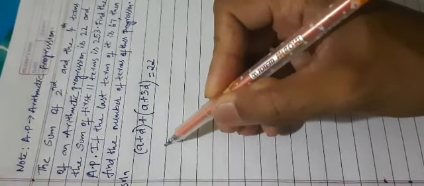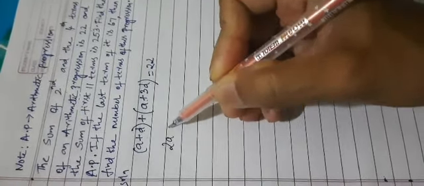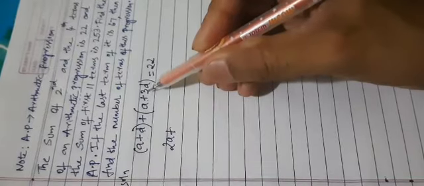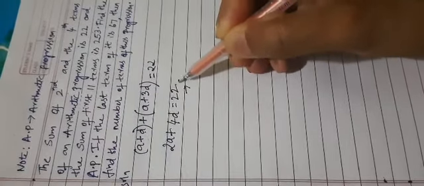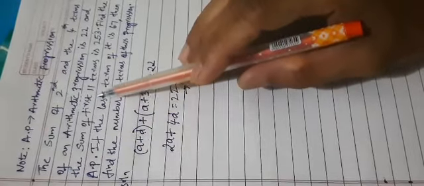We can still simplify this. A plus a is 2a, plus d plus 3d is 4d, that is equal to 22. Let this be equation 1. Let me read out the next part of the question.